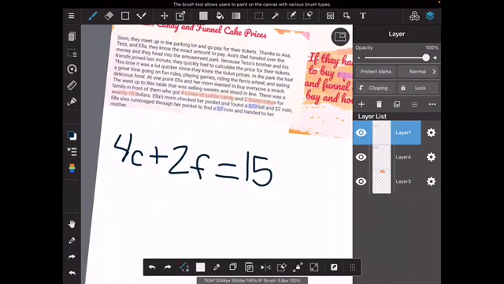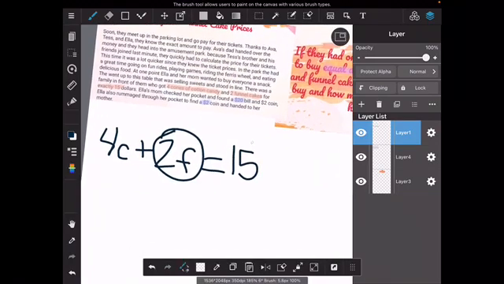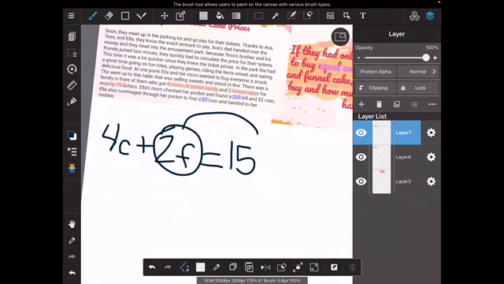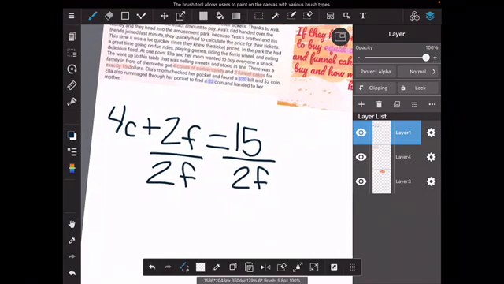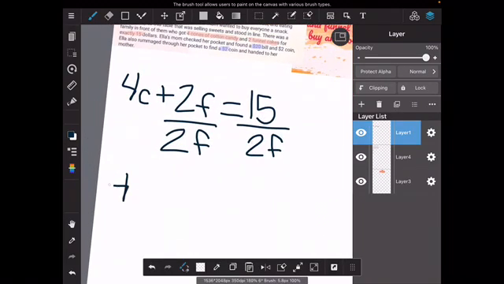So what we do, we're going to take this 2F and bring it onto this side. Since it's multiplying on this side, 2F basically means 2 times F, it's going to be dividing on this side. So 15 divided by 2F. We're also going to make it balanced, so we do the same thing on this side: 2F divided by 2F. And we're going to solve this and rewrite it.